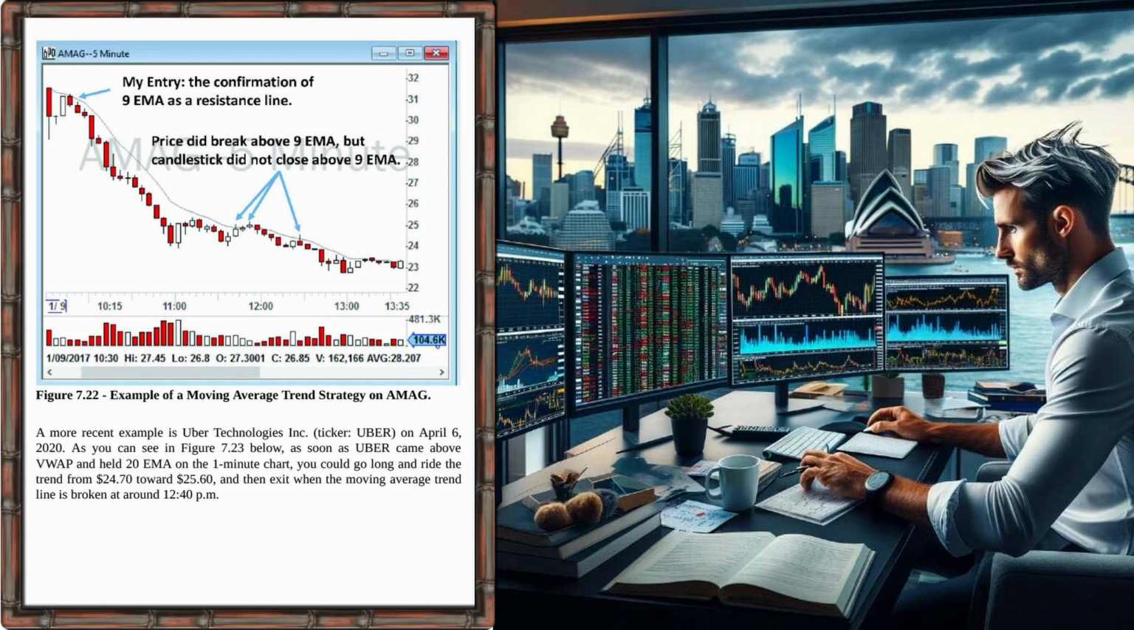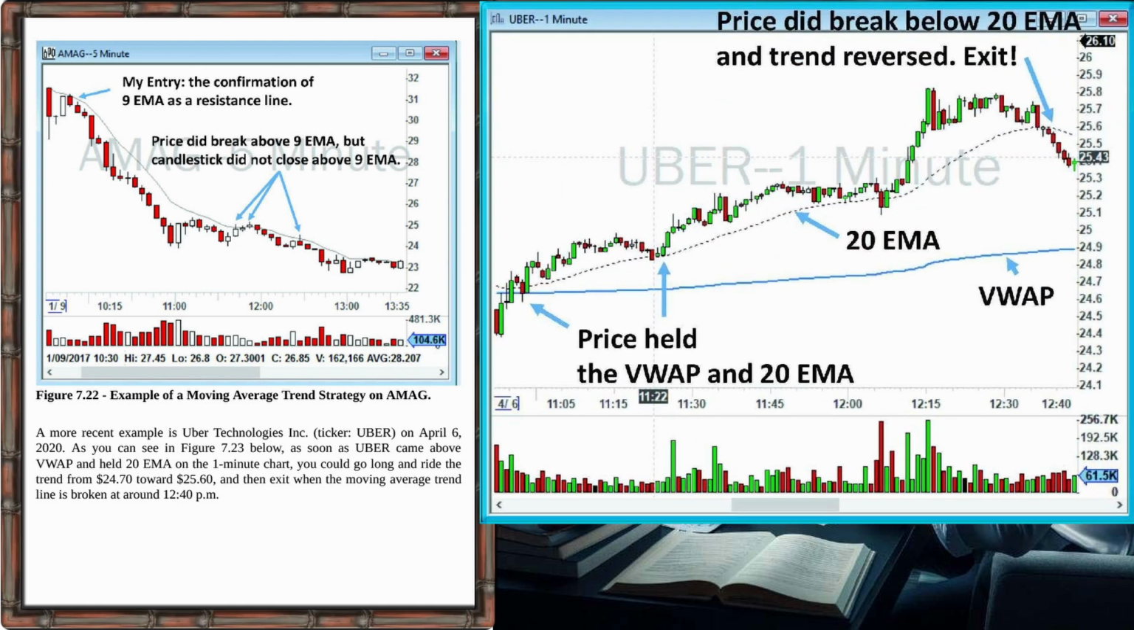A more recent example is Uber Technologies Inc., ticker UBER, on April 6, 2020. As you can see in Figure 7.23 below, as soon as Uber came above VWAP and held 20 EMA on the 1-minute chart, you could go long and ride the trend from $24.70 toward $25.60, and then exit when the moving average trend line is broken at around 12:40 p.m.